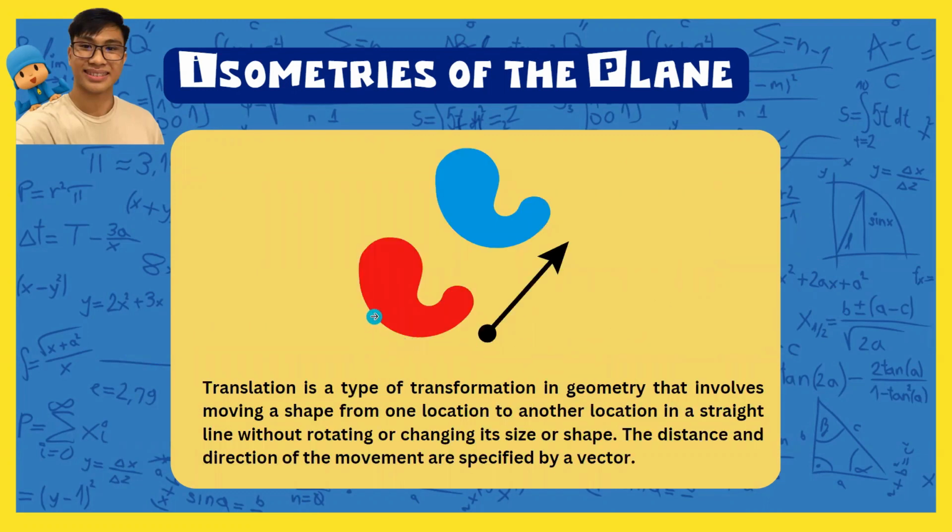So translation is a type of transformation in geometry that involves moving a shape from one location to another location in a straight line without rotating or changing its shape or size. The distance and direction of the movement are specified by a vector. So makikita natin dito, nag-move lang siya ng isang direction, pero hindi siya nag-iba ng size.